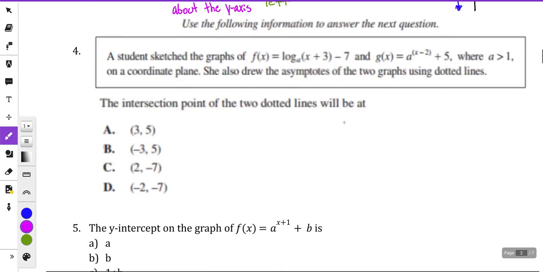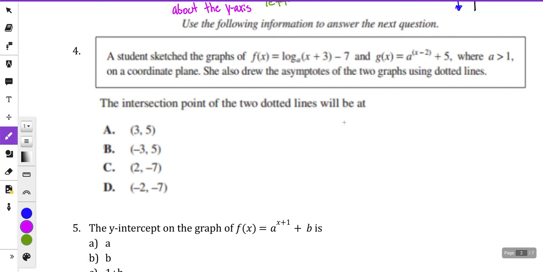Okay, let's do another one. I tried to make that picture look bigger on your booklet because it was kind of blurry. Can you read it okay? Cool. It says a student sketched the graphs of f of x, which equals log base a of x plus 3, minus 7, and g of x, which is a to the power of x minus 2, plus 5, where a is greater than 1.